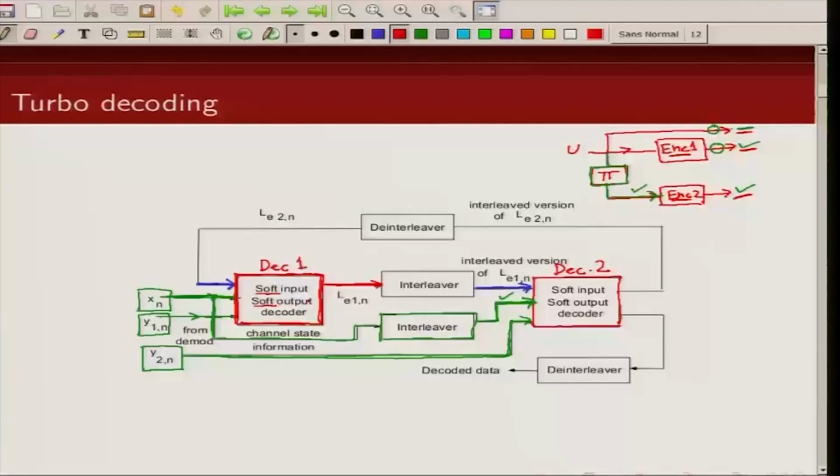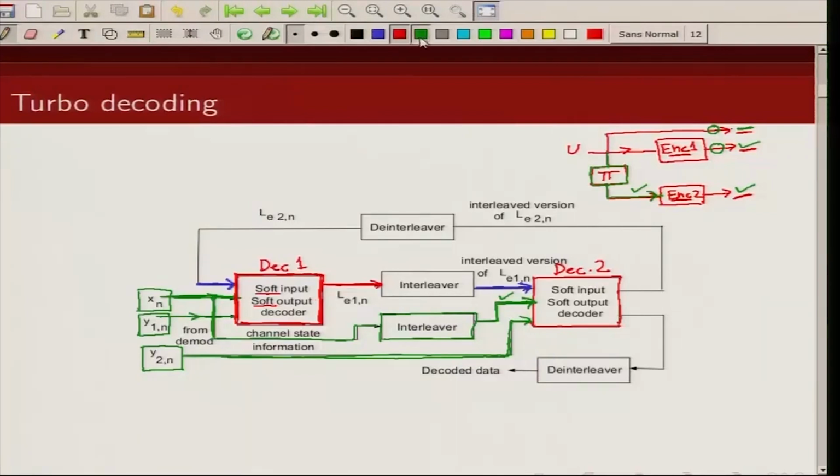until they converge to a particular decision. We may stop after a fixed number of iterations, or we could use some sort of a stopping criterion to do that. So the third input is the a priori input. The other two inputs are the input received from the channel. Now, what this decoder 1 does is try to find some estimate about the information sequence and pass it on to the second decoder. This input is fed as a priori input.